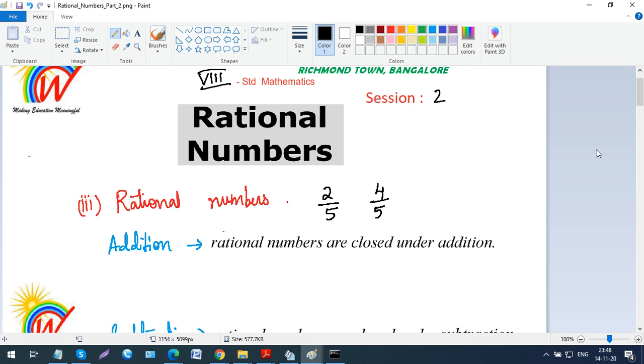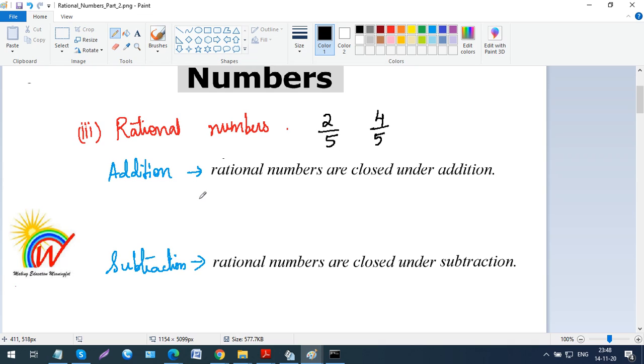If I add these two, what do I get? 2 by 5 plus 4 by 5 gives you 6 by 5. So that's also a rational number. If you take two rational numbers and you add them, you're getting a rational number again. So the rational numbers are closed under addition.